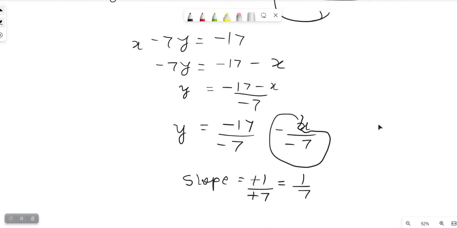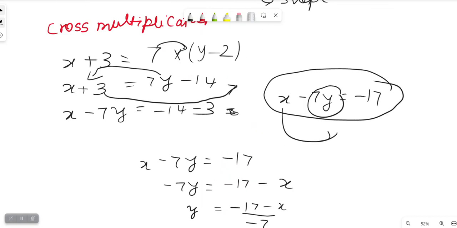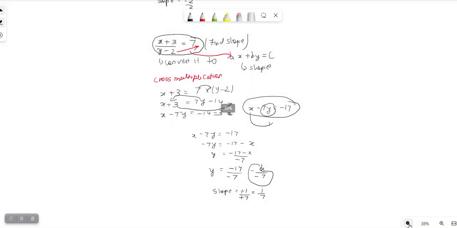All clear? So the idea is, suppose we have something like this, a form like this, and we want to find the slope from this. We convert it to this form, and from this form we get the slope. For example, I'll solve one more.